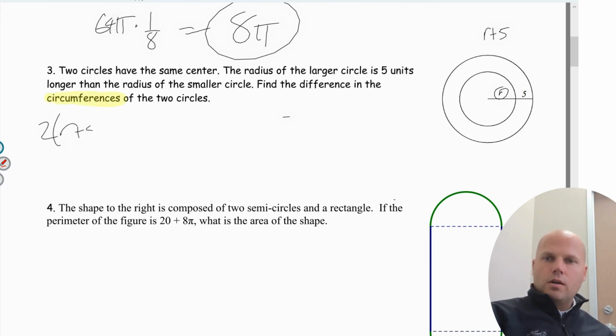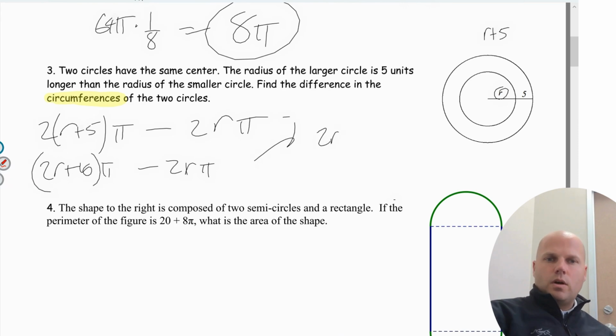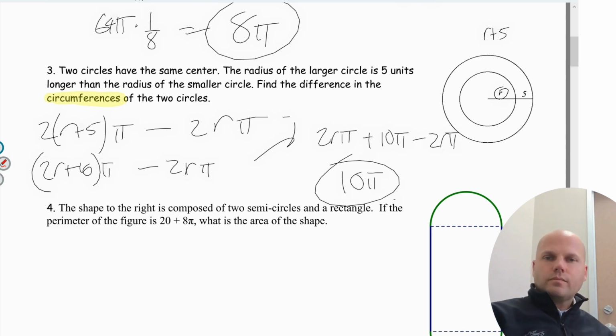So 2r pi minus 2r pi. That's 2r plus 10 pi minus 2r pi. That's 2r pi plus 10 pi minus 2r pi. 10 pi is the difference. It's pretty cool. I'm sure there's a non-algebraic way to figure that out, but this is a really good question. And we did it with the areas before.